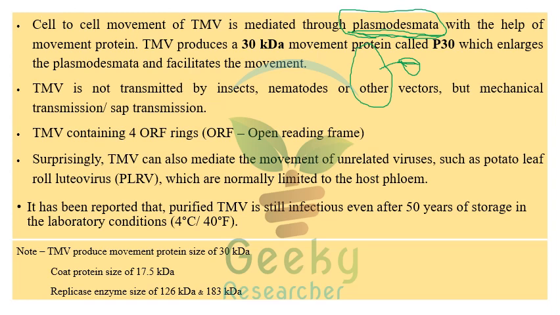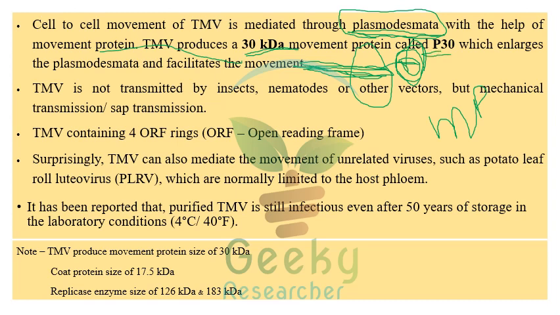Because the virus can produce a protein called movement protein. With the help of this movement protein only, TMV can transfer from one cell to another cell. It's like a shortcut. The virus can move from one cell to another cell through plasmodesmata. Here the plasmodesmata is smaller, but still the virus goes through because of the production of a protein called movement protein. So this movement protein mediates the transfer of the virus. TMV produces a movement protein of 30 kilodalton, and that is P30.